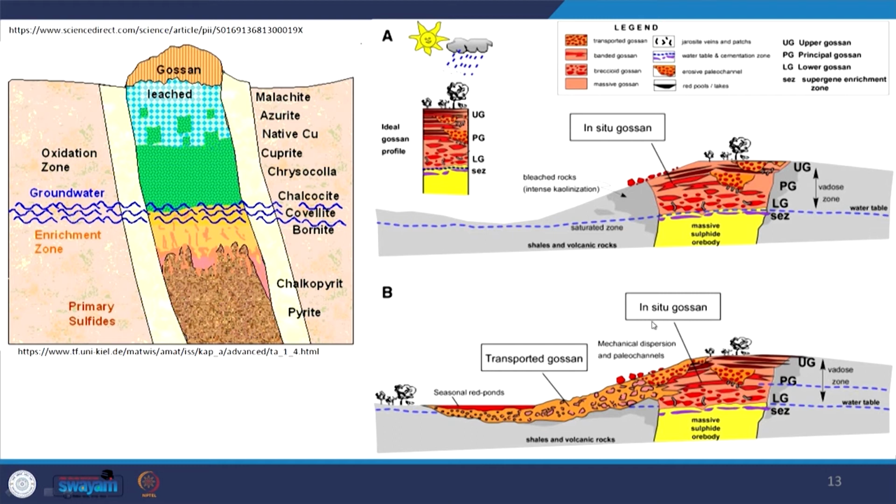For example, if you see in situ gossan here, depending upon the gossan composition, depending upon their boxwork structure, we can say what type of sulphide minerals are lying beneath.